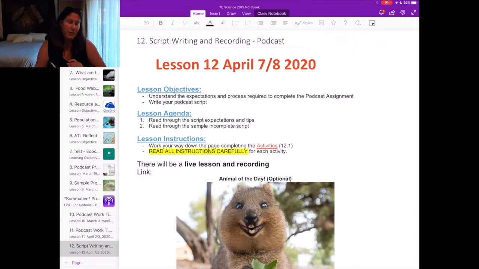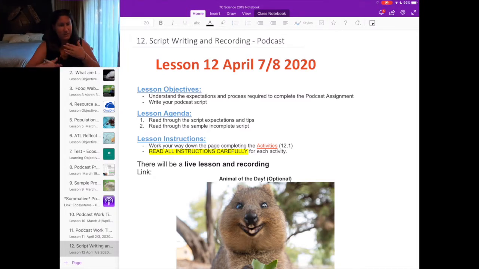Today we're going to talk about script writing for your podcast. So this lesson is going to have kind of two parts to it. I'm going to just read through the instructions that are in OneNote as the first part, just to make sure we're clear on the expectations. And then I'm going to talk a little bit more about the writing process, an example script, and kind of show you the tone and style of the writing.